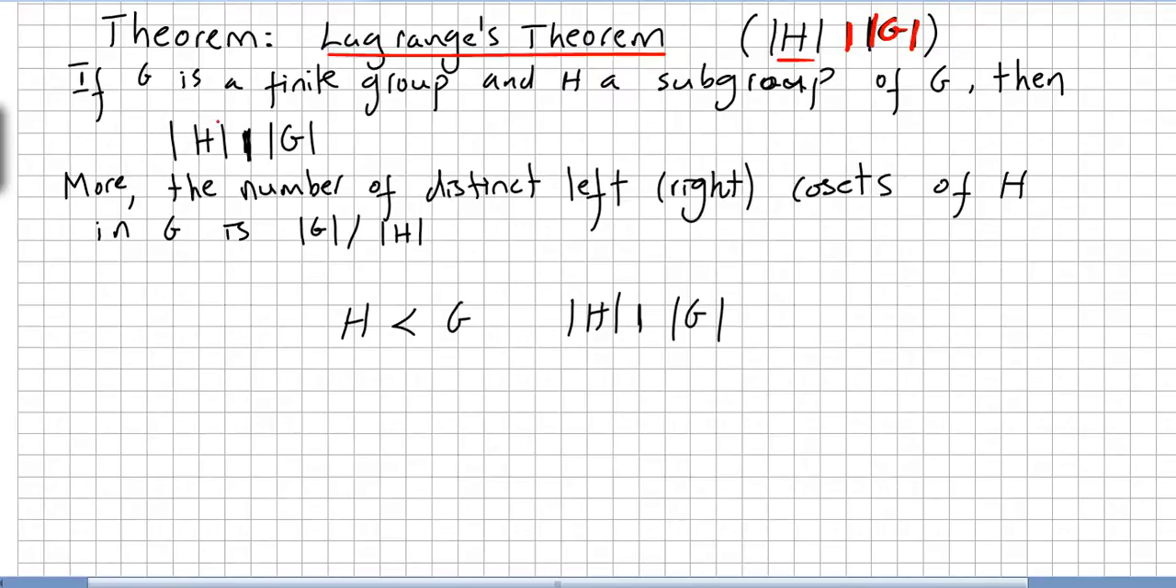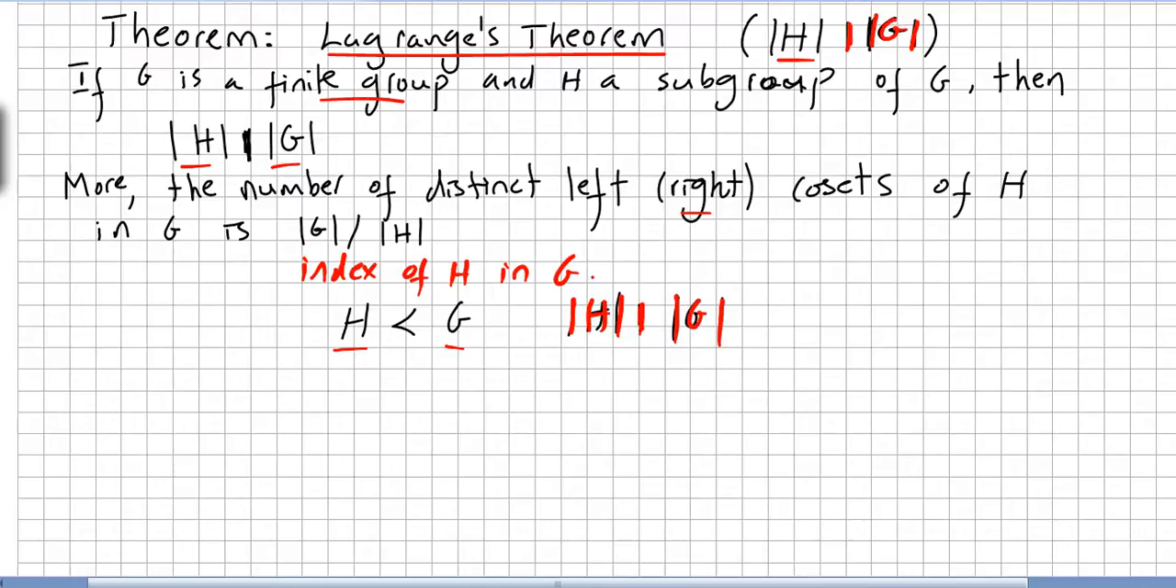So the theorem says if G is a finite group and H a subgroup of G, then the order of H divides the order of G. So let H be a subgroup of G, the order of H divides the order of G. Moreover, the number of distinct left or right cosets of H in G is the index of H in G.